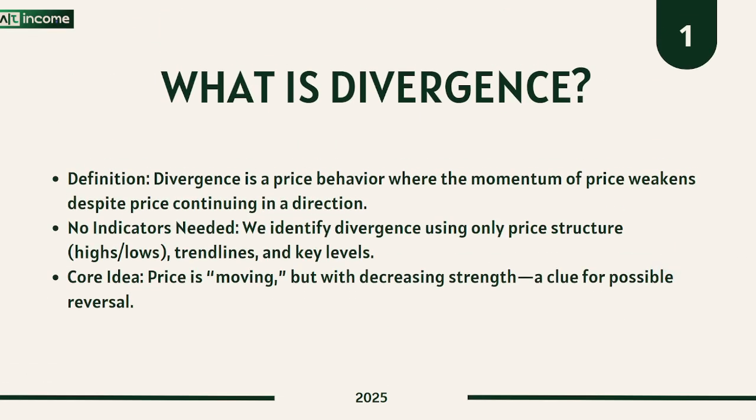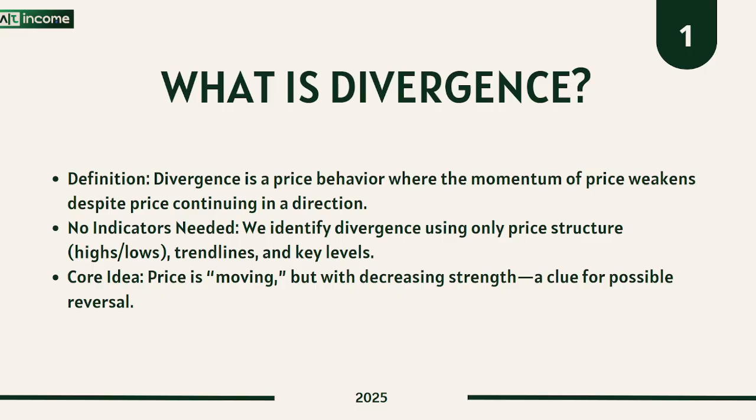Divergence is a price behavior where the momentum of price weakens despite price continuing in its direction. Let's say the price is buying. We are still seeing that the buyers are still in the market, but the momentum, or the speed, or the strength at which they are moving is very weak. So that is basically what divergence is all about.